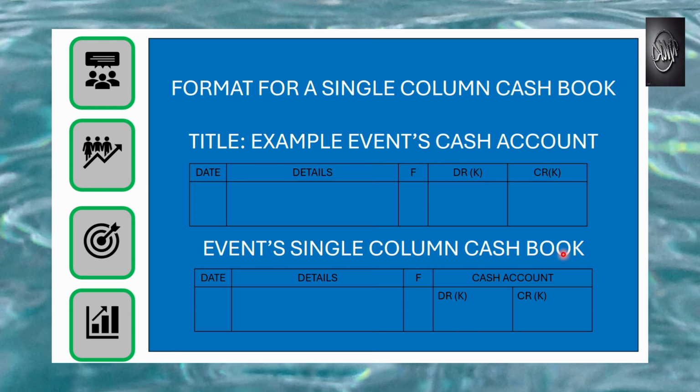How do we know the type of the account that we are dealing with? The account is written inside. We have put the cash account from the title inside here, so we are dealing with a cash account. If it was a bank account, we would have said Events bank account. Then we draw the table like this. Here, if it was a bank account, we would have said Events single column cash book, then the mention of the account will be inside here, bank account. So this is the format of preparing a single column cash book.